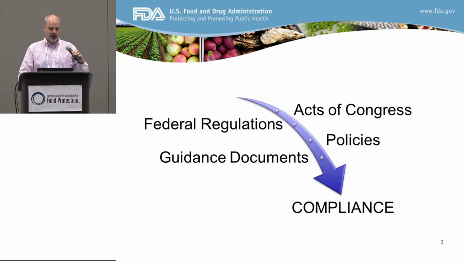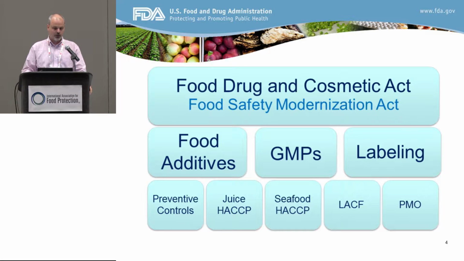So let's talk about the pathways of compliance. First, it's really important in this context to understand that we start with acts of Congress, right? We start with those, Congress writes those, from there regulations are promulgated and policies and guidance documents developed. Through that pathway, we get to compliance and we get to safe processes.